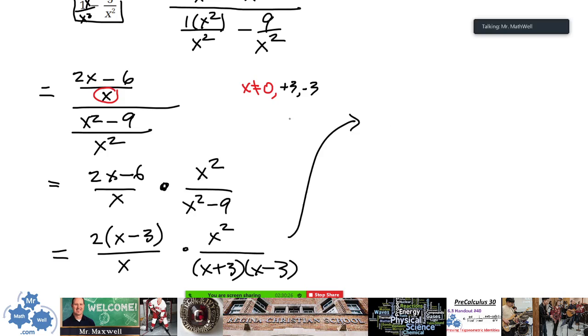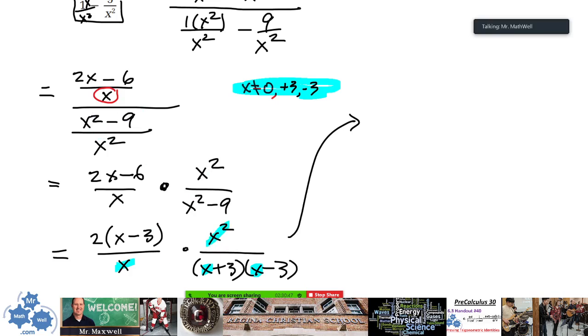So I'm going to continue up here. But what I see now, I've got my restrictions noted. And see where they come from? X cannot be 0. X cannot be negative 3. X cannot be positive 3. So if you didn't see that before, you could see that now. And of course, x can't be 0 from this one as well, because this originally was a division.